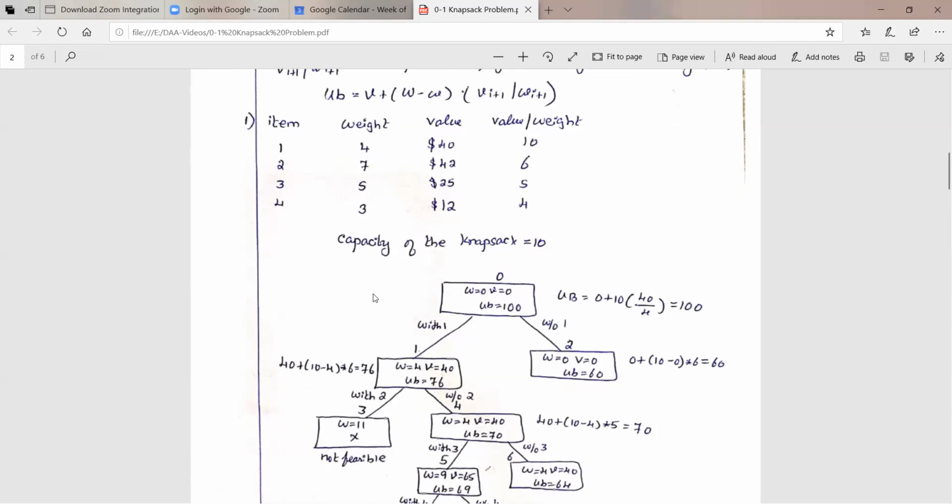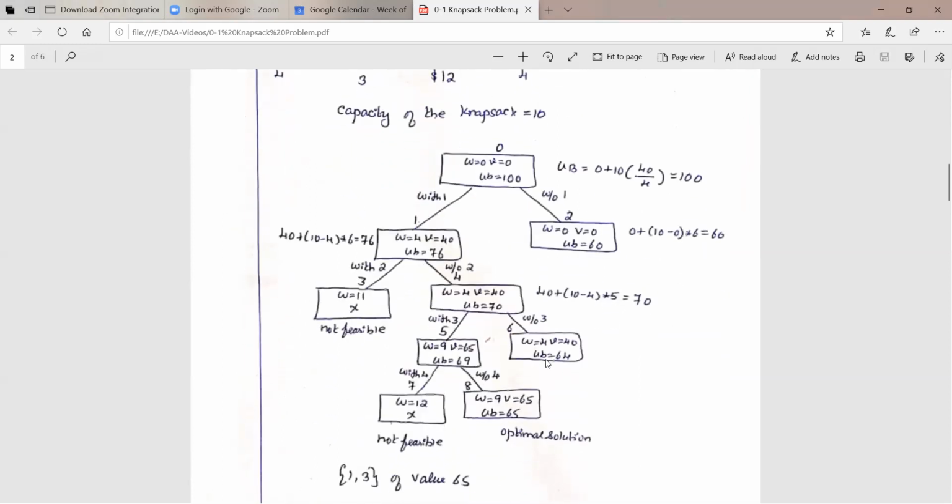In branch and bound, initially you have to consider the upper bound value. To consider the upper bound value, we are having upper bound is equal to B. First you have to consider the profit and then we have to consider the weight. So weight into value divided by weight. The value divided by weight, we have to consider I plus 1 and then W of I plus 1. So this is the formula to find the upper bound value. Each and every time the left part is the inclusion of the objects, and the right part is the exclusion of the object.